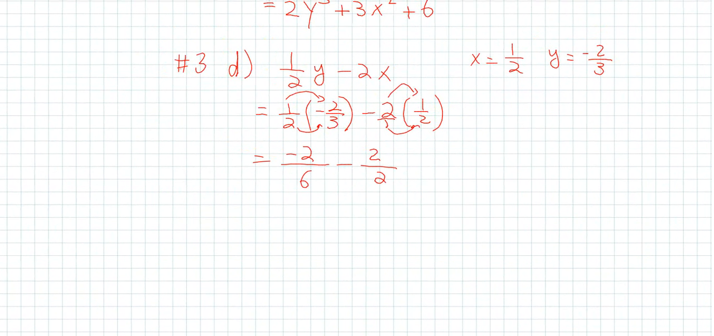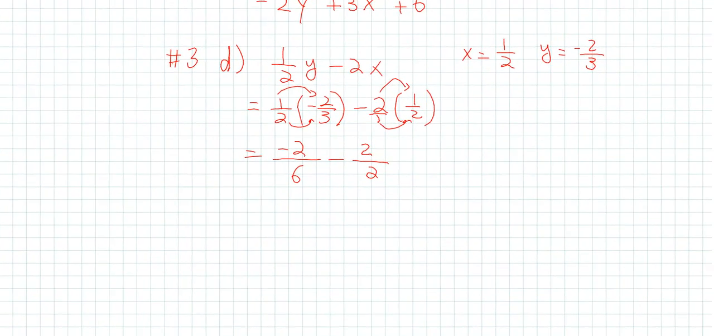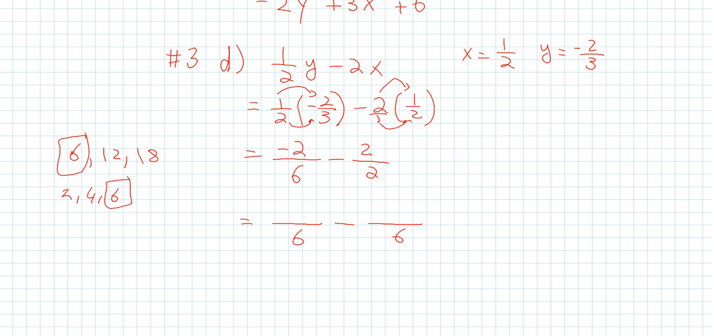Why is it 6? What are the multiples of 6? 6, 12, right? 18. What are the multiples of 2? 2, 4, 6. So you see that 6 is my lowest common multiple. Okay? This is what we did yesterday. So 6, that's already there, so I don't have to multiply anything. I leave it as is.